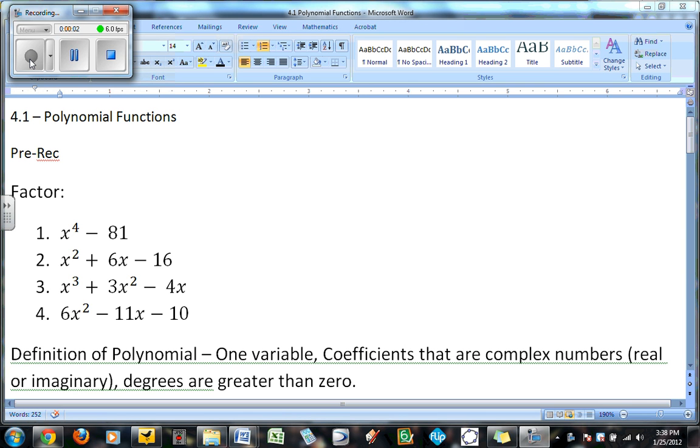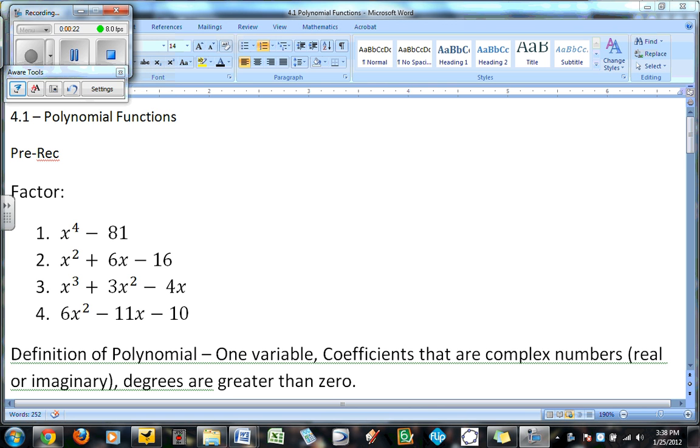Section 4.1 is about polynomial functions. First of all, let's take a look at some prerequisite skills that you had in algebra and probably reviewed a little bit in algebra 2. And again, we're going to need them in pre-calculus. So let's go ahead and talk through some of these things and refresh your memory.